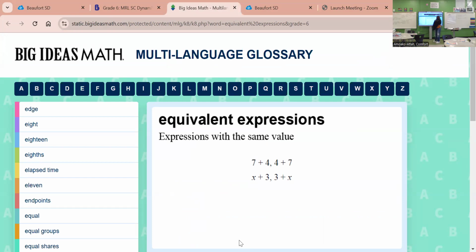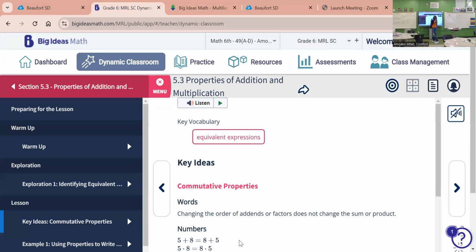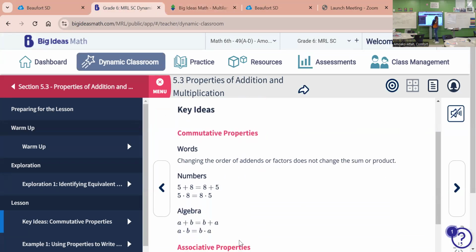So equivalent expressions are expressions with the same value. For example, if I have 7 plus 4, I will get the same answer as 4 plus 7. I just have to reorder it, that's all. Change the ordering, that's all. x plus 3 gives the same answer as 3 plus x. That is equivalent expressions.